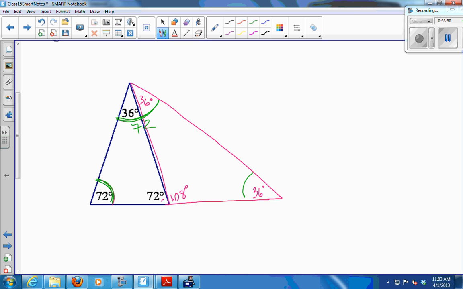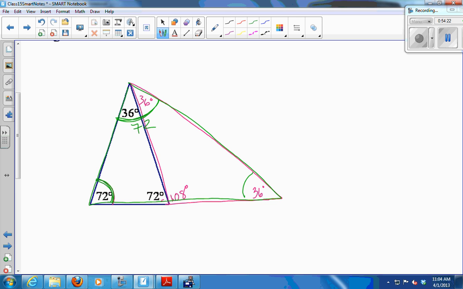So I've created, when I glued them together, this outer green triangle is a 72, 72, 36 triangle. So that green triangle is similar to my original blue triangle. It's just turned on its side. And I can do this forever. I can keep doing this. Every 36, 72, 72 triangle, you can create a gnomon by using a 36, 36, 108.